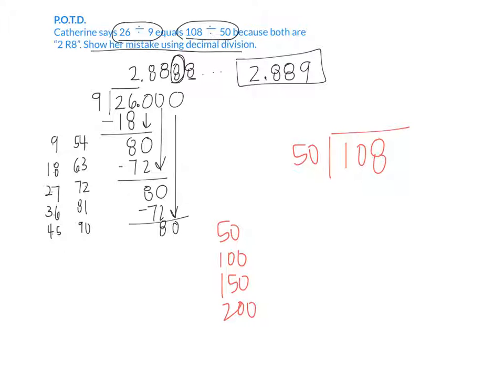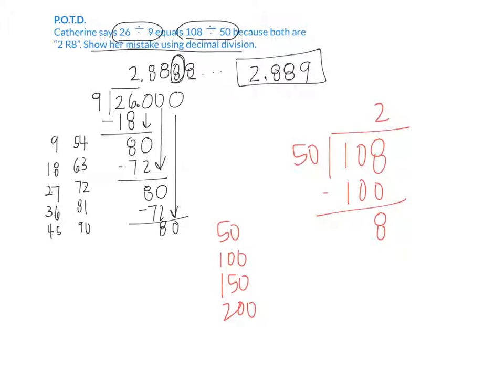No. So I have to regroup that 100 as how many tens? 10 tens. If I only have 10 tens, can I share that by 50? No. So I have to regroup it as 108 whats? Ones. Can I share that into 50 groups? How many would each group get? 2. Where do I write the 2? In the ones place. Good. Okay, so we'll write the 2 there. 2 times 50 is 100. What do I have left?